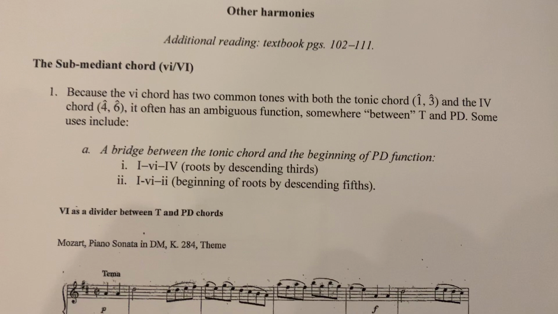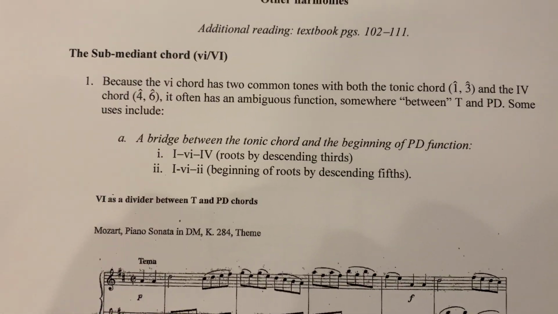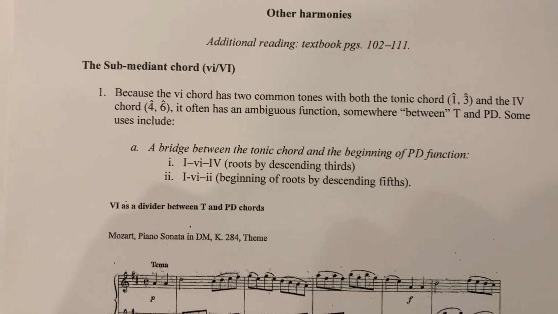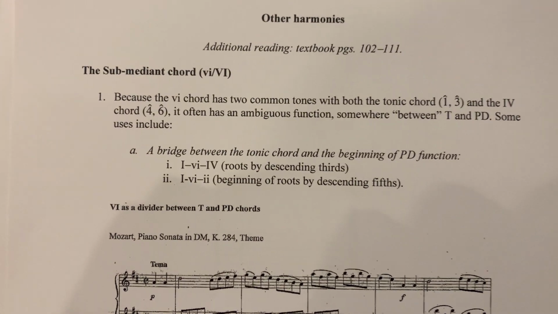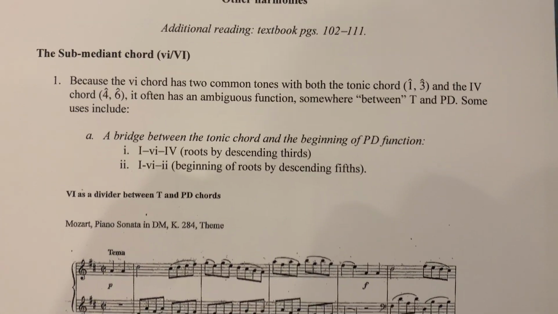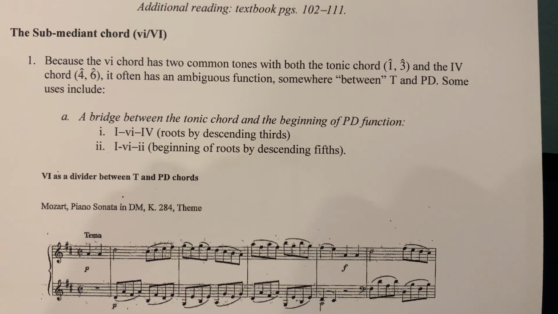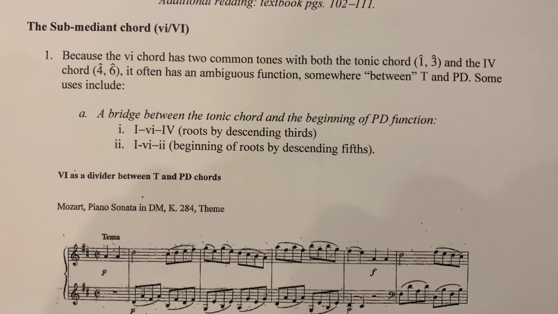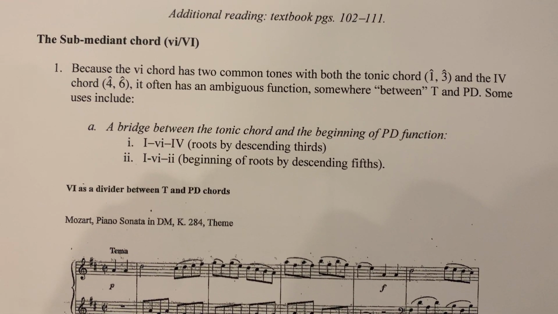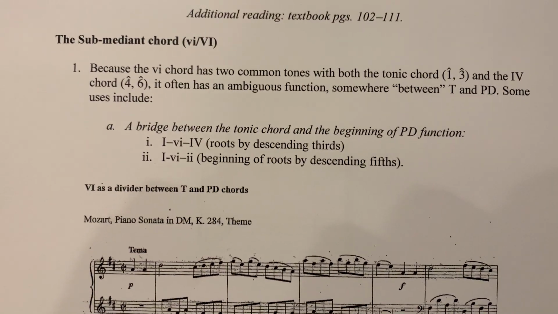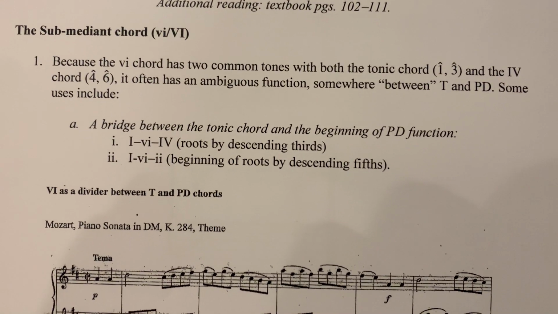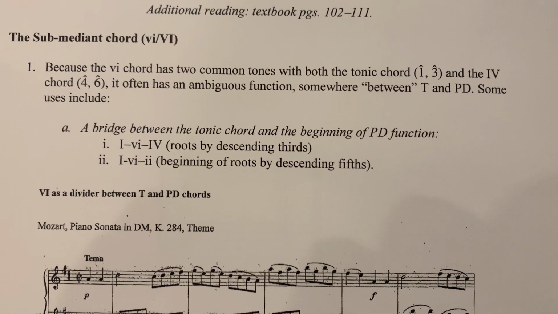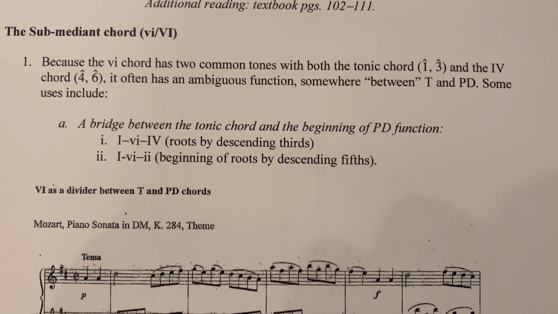All right, so let's go ahead and get into the submediate chord. This is actually a very interesting chord. If this is your main key, here's the sixth chord. If you're in a minor key, here's the sixth chord. Now this chord is interesting because it has two common tones with the tonic chord, scale degrees 1 and 3, but it also has two common tones with the four chord, 4 and 6 as well. This makes it a very ambiguous chord. It's going to be somewhere in between tonic and predominant, often never being one exactly.